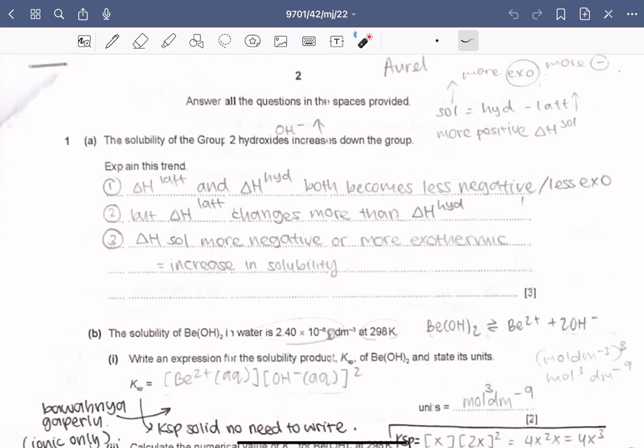hydroxides. For group 2 sulfates, it's practically the same. Both of them decrease, but one of the lattice or the enthalpy change of hydration decreases more than the other, which affects the enthalpy change of solution.